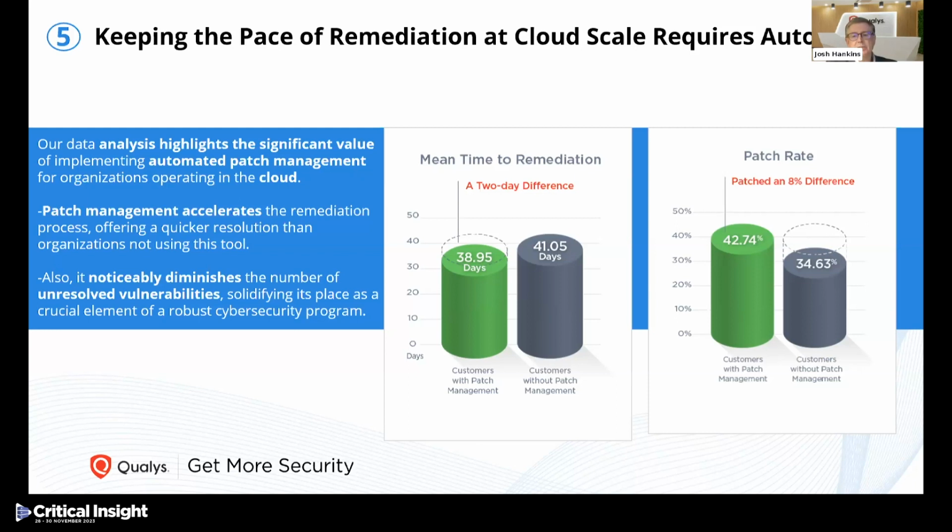Obviously within security, it's about taking that risk-based approach, prioritizing, and working on those items that are most important for your organization to keep your business functioning.